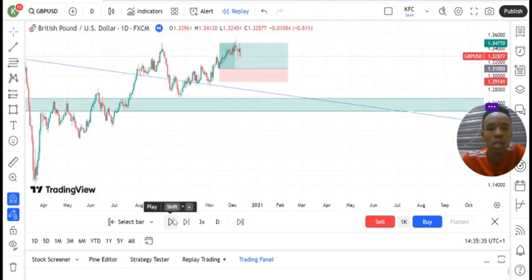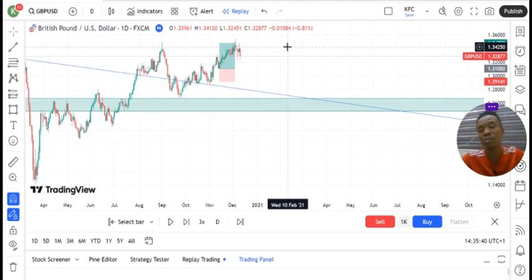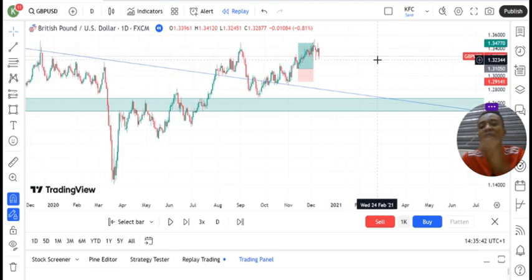So this is how to back test. So I haven't done that. Now, how did I know that can play out? Because I have back tested it previously. So you see why you need to back test to master your strategy.